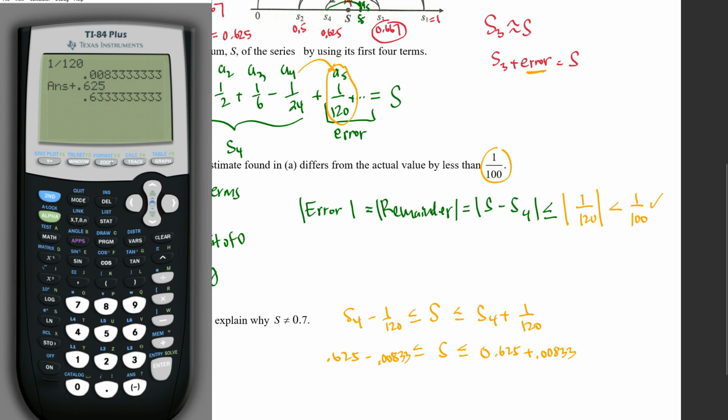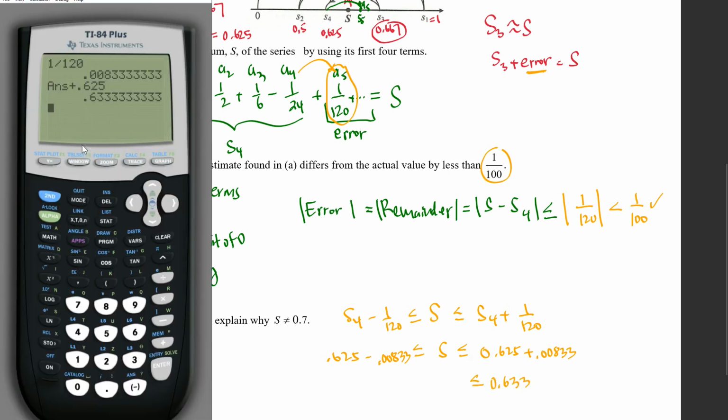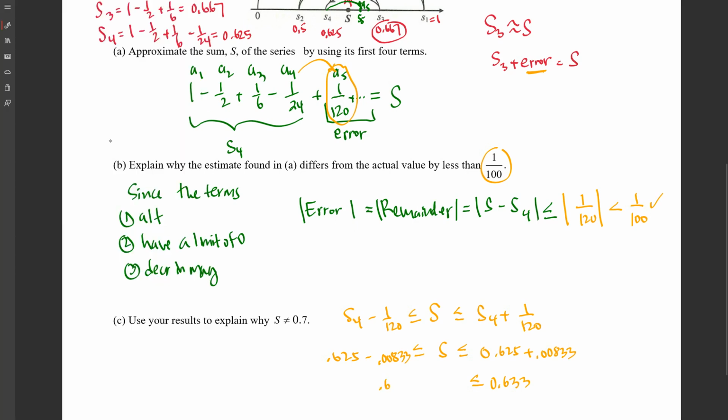Okay, and I'll get 0.633. Subtract it from 0.625, so 0.625 minus 1 over 120, that's going to be my lower bound, so that's 0.617. So what I get is that S is between 0.617 and 0.633, and therefore that's why S is not equal to 0.7. All right.